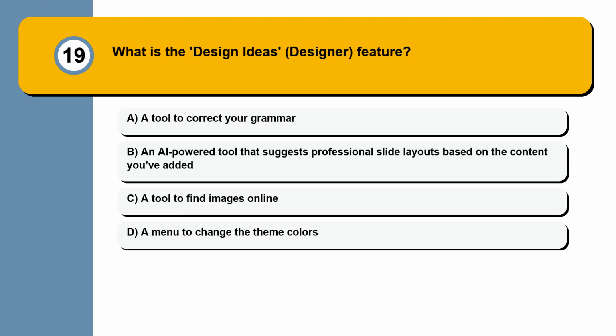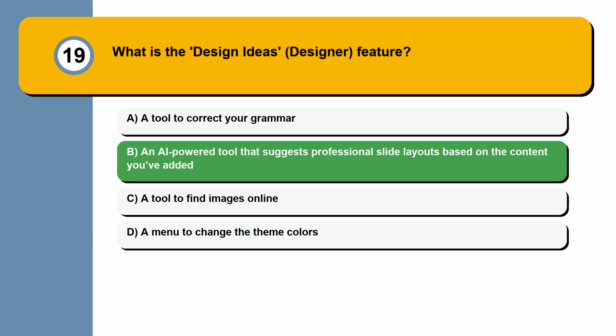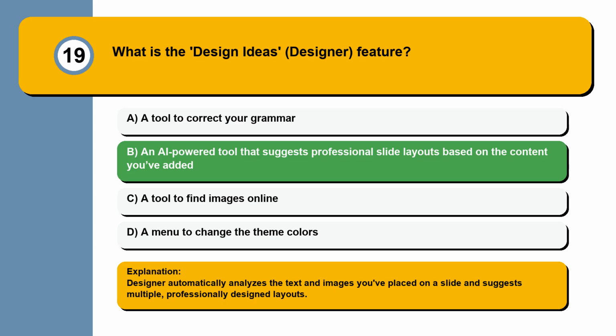Question 19. What is the Design Ideas Designer feature? A tool to correct your grammar. An AI-powered tool that suggests professional slide layouts based on the content you've added. A tool to find images online. A menu to change the theme colors. Designer automatically analyzes the text and images you've placed on a slide and suggests multiple, professionally designed layouts.